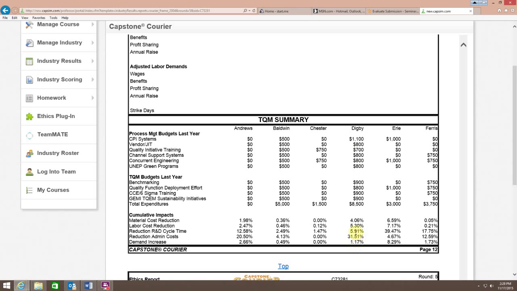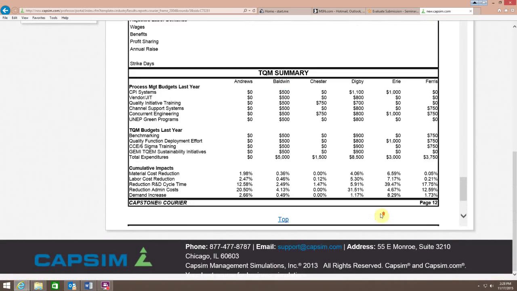And obviously putting their investments in a couple of different places. Digby not as concerned about the R&D cycle time. Erie's trying to compete out there, maybe more so, and as a result maybe they're more concerned about the R&D cycle time. But reductions in expenses here and there, so pretty big. And Erie still invested some, although not nearly as much as Digby or Baldwin, and not nearly as much as what they did before.